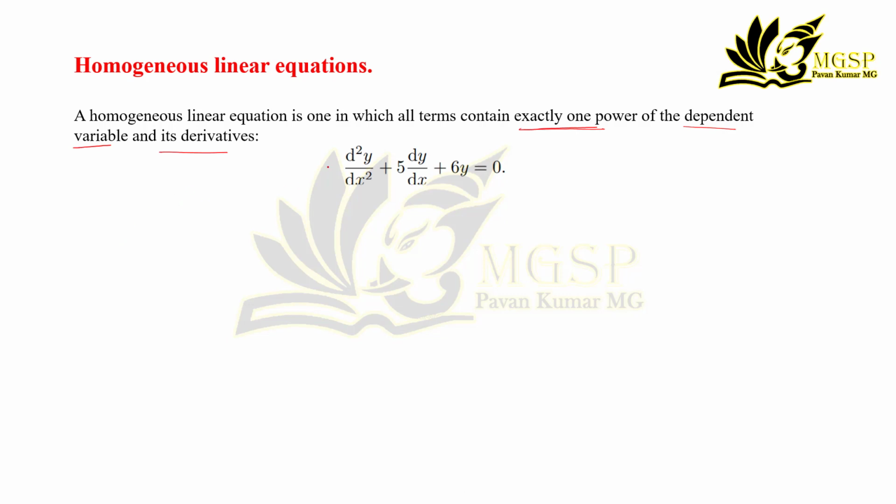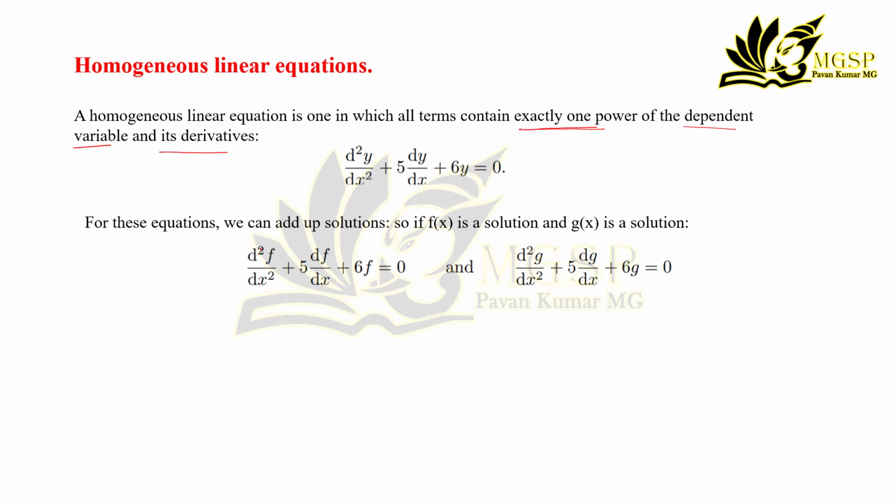For example, d square y by dx square plus y dy by dx plus 6y is equal to 0. For this equation, we add up the solutions. So if f of x is a solution and g of x is a solution, replacing y by f and g, you will get two equations of the same kind. Then consider a f of x plus b g of x, for given constants a and b.